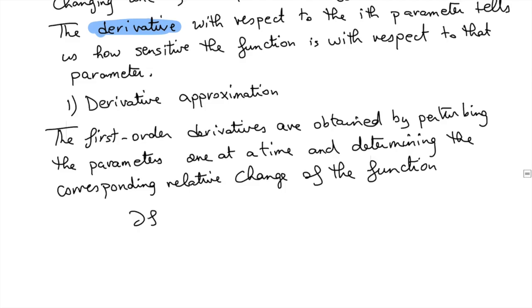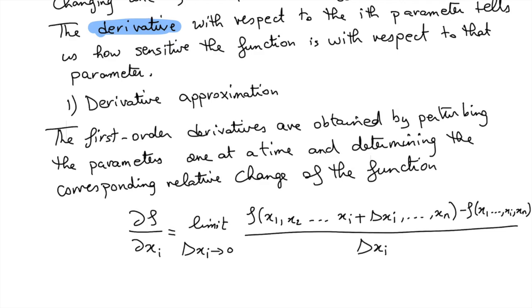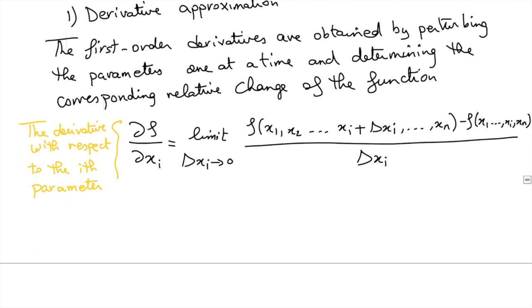It is denoted by this variable. The partial derivative of f with respect to xi is the limit, when delta xi goes to 0, of the difference of f where we perturb xi. So this is the definition of the derivative with respect to the ith parameter of the function. The perturbation should be as small as possible.